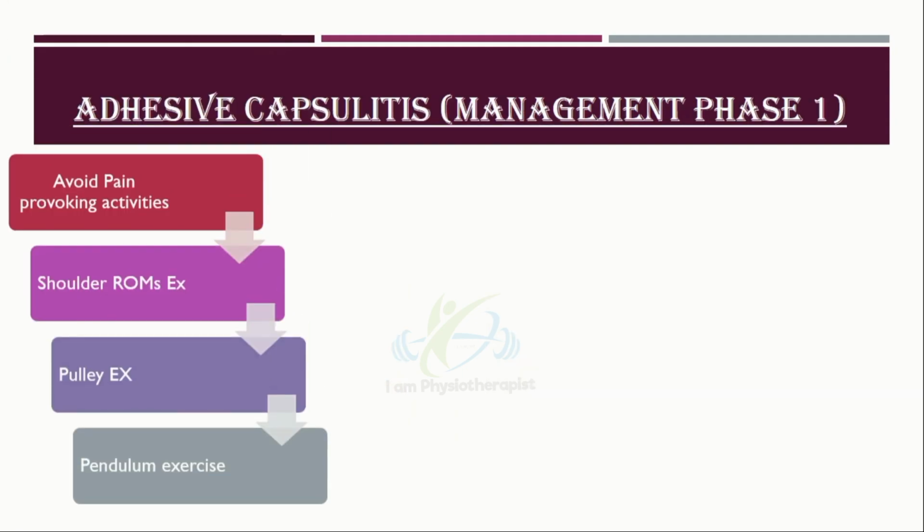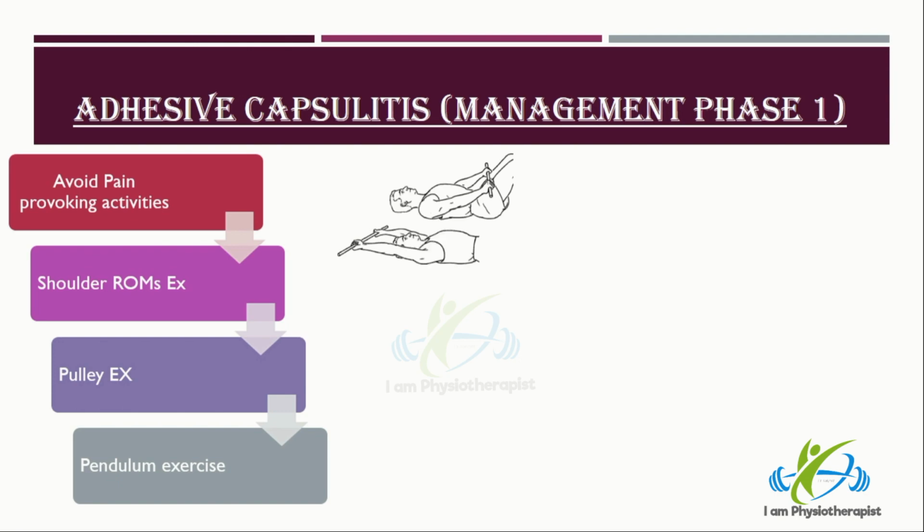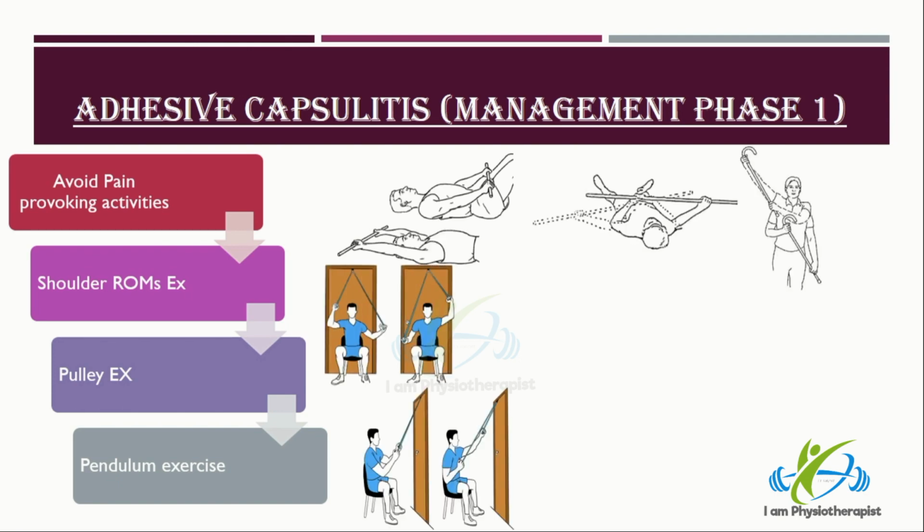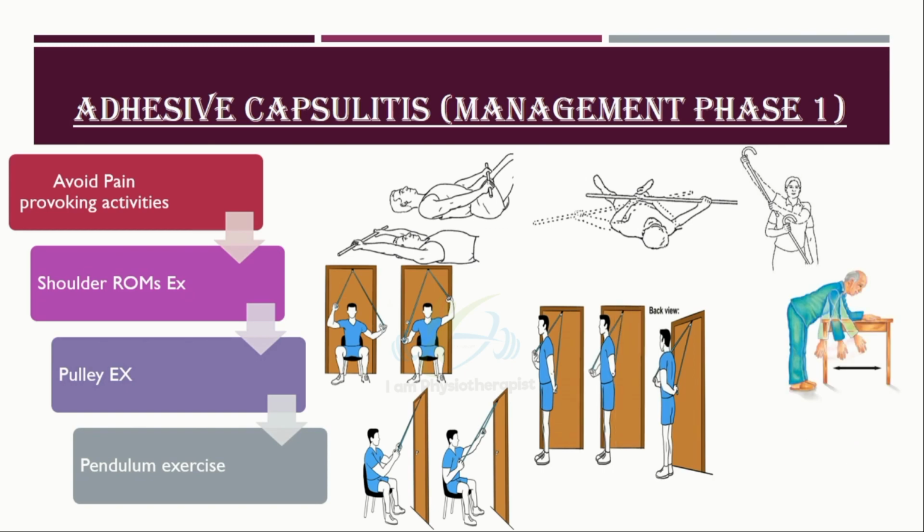In the painful or freezing stage, any activities that cause pain should be avoided and pain-free activities should be allowed. Range of motion exercises are performed with low intensity and a short duration. A pulley may be used to assist range of motion and stretch.